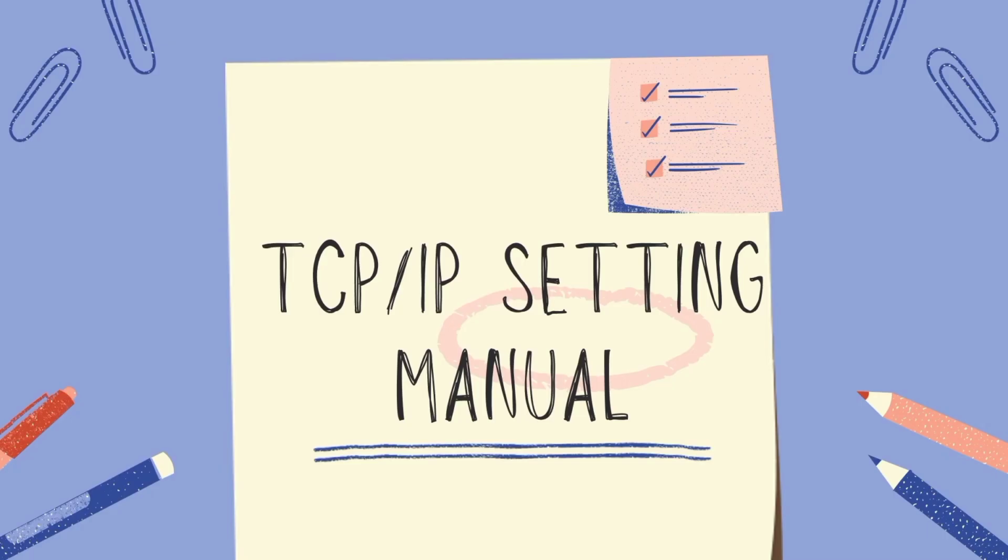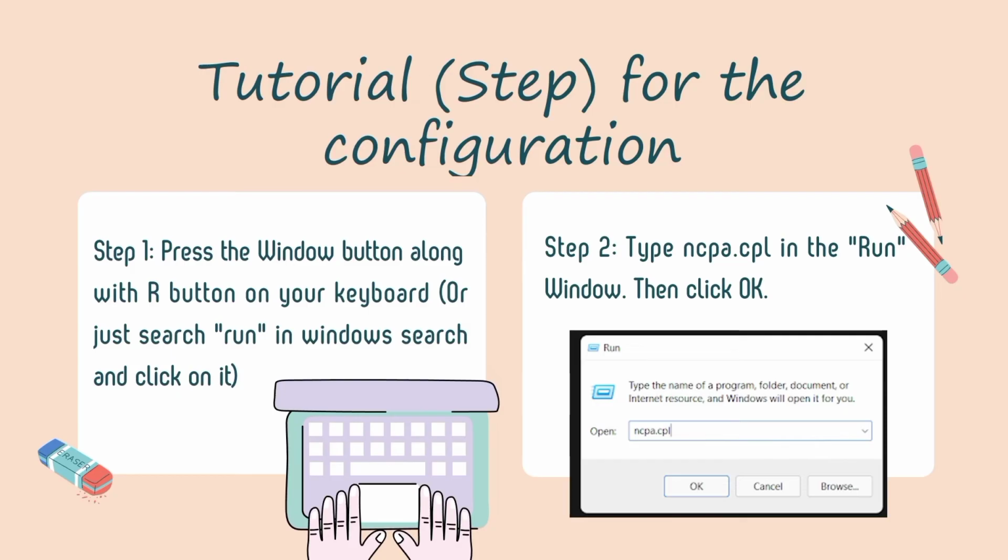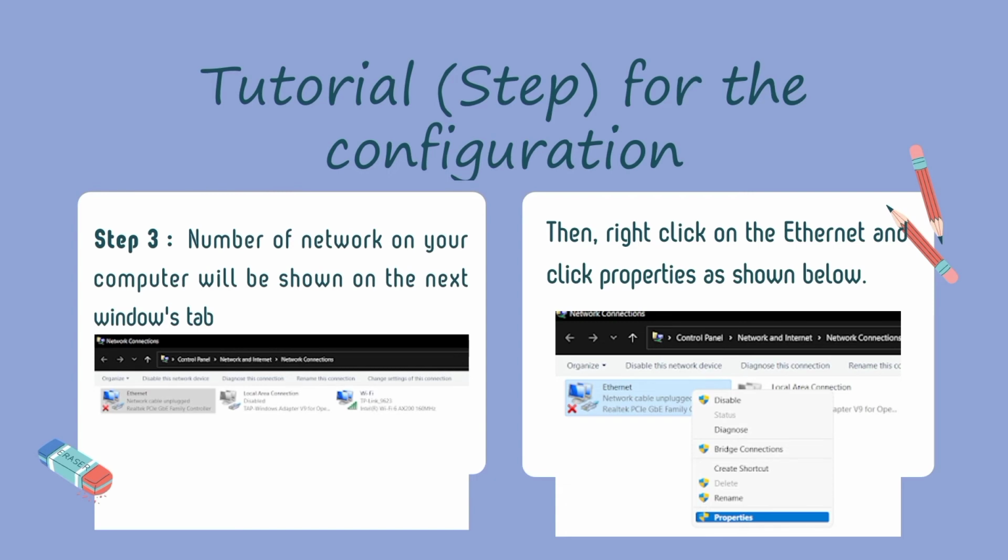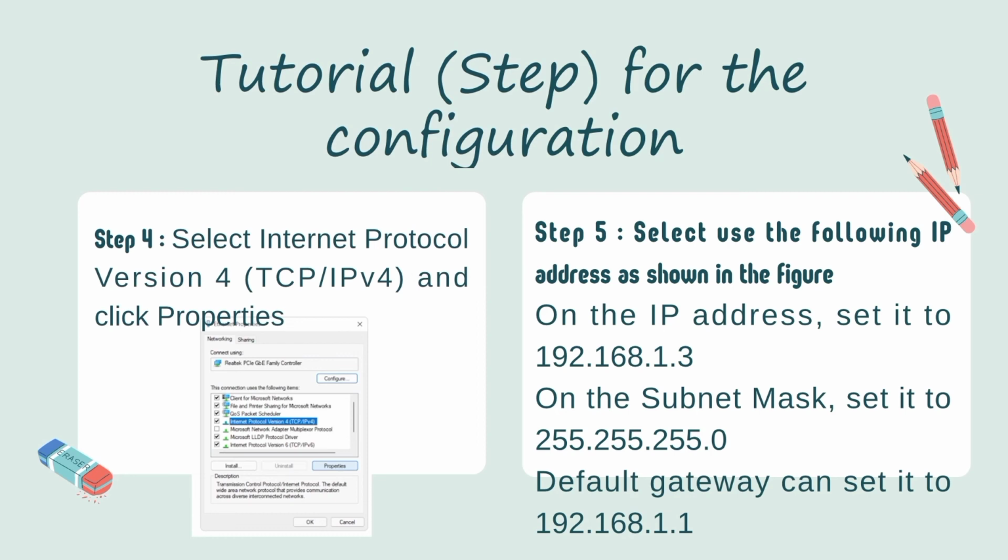For the next one, we try to configure the TCP/IP. Step 1, press the Windows button along with the R button on your keyboard, or just search Run in Windows search and click on it. Step 2, type ncpa.cpl in the Run window, then click OK. Step 3, the networks on your computer will be shown in the next window tab. Then right-click on the Ethernet and click Properties as shown below. Step 4, select Internet Protocol version 4, TCP/IPv4, and click Properties. Step 5, select use the following IP address as shown in the figure.